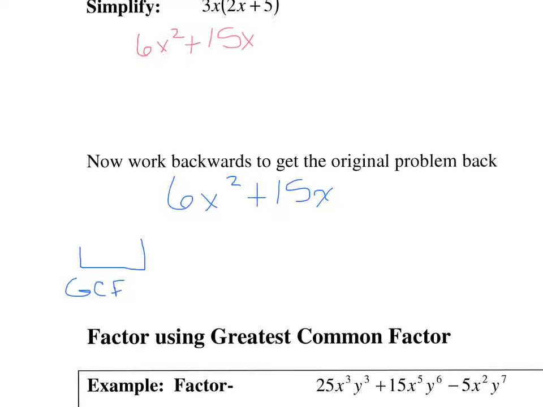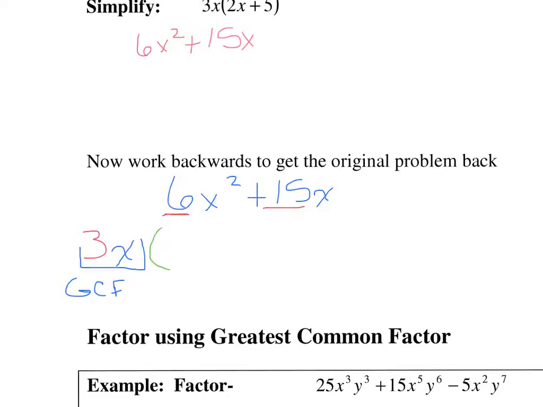Okay, so what's common? What's the largest number that goes into 6 and 15? Well, that would be 3. 3 is the largest number that will divide into both of those. Then we look at the variables. We have an x squared and an x to the 1. We take the x, and its smallest exponent would be the 1. So 3x is the GCF.